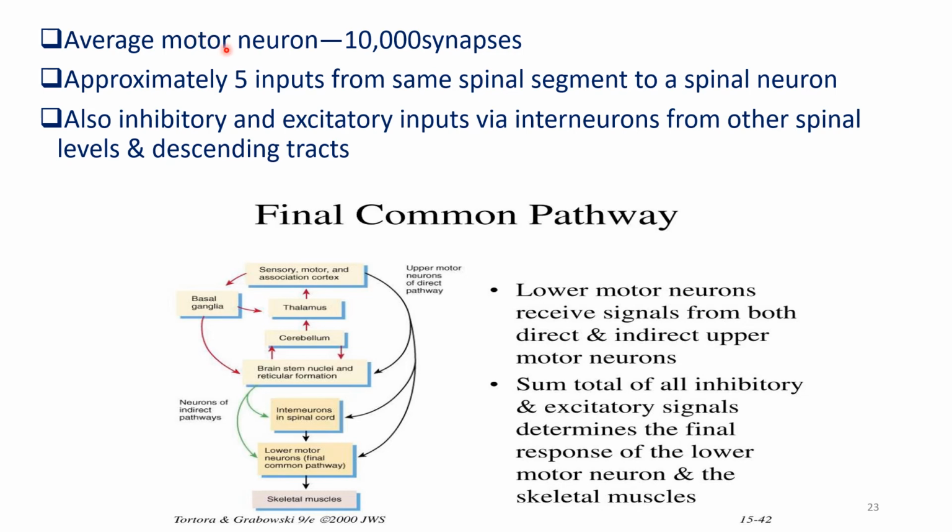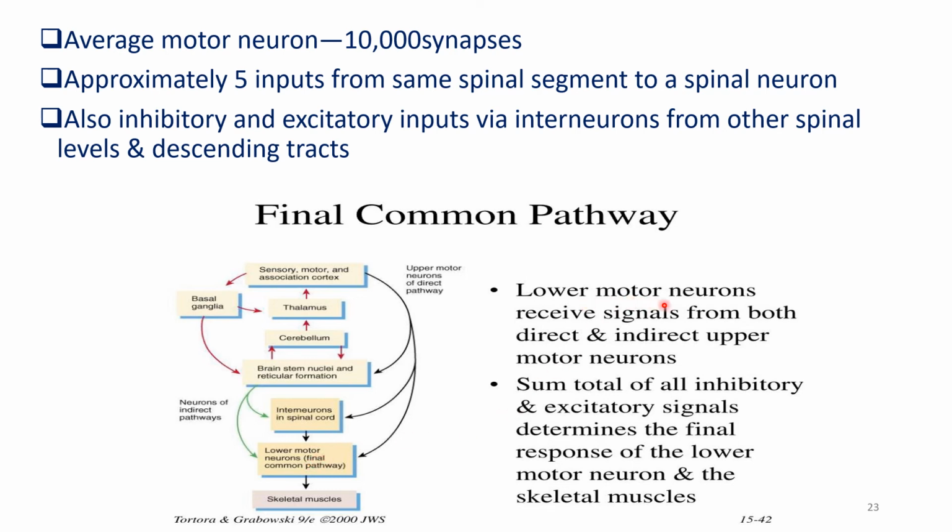The average motor neuron has about 10,000 synaptic knobs on it, and approximately 5 inputs from the same spinal segment go to a spinal neuron. Also, inhibitory and excitatory inputs via interneurons from other spinal levels and from descending tracts reach the motor neurons. We can see in these diagrams that all the influences from the motor cortex, basal ganglia, thalamus, cerebellum, brainstem nuclei, and interneurons in the spinal cord, directly or indirectly, are reaching the lower motor neurons, and mainly these are the alpha motor neurons, and to some extent the gamma motor neurons are also involved, but mainly it is the alpha motor neurons which are considered the common pathway.